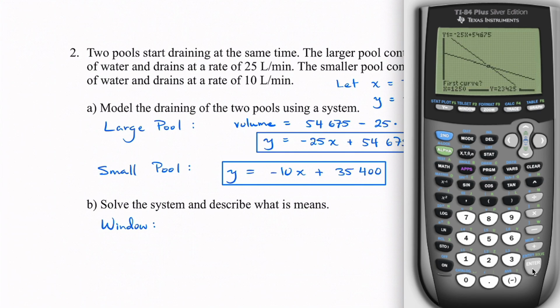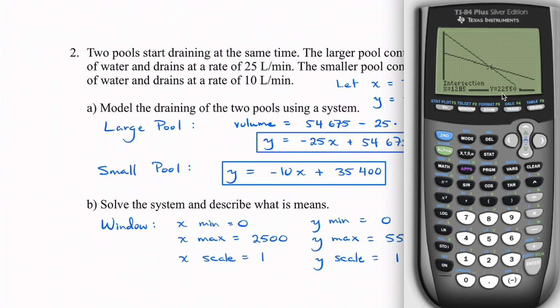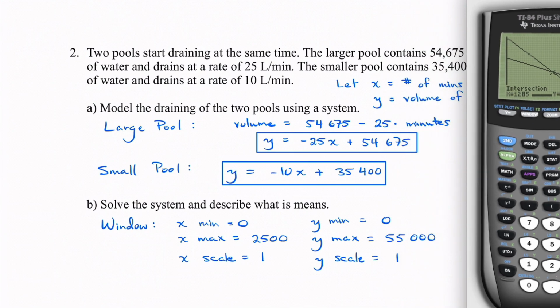And then you can click enter, enter, enter. As long as you only have 2 lines on there, it'll find where they cross. So we get 1,285 and 22,550. So I'm just going to write up on our screen there the window that we chose. So that was that right there. And then our solution that we actually just got was that right there, 1,285 and 22,550.